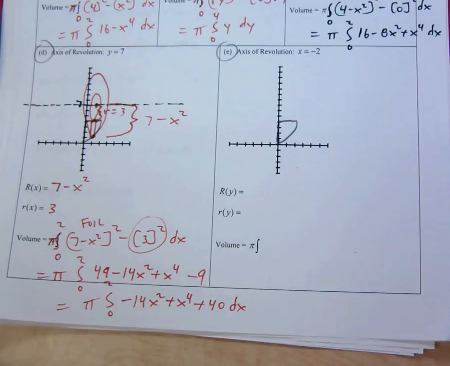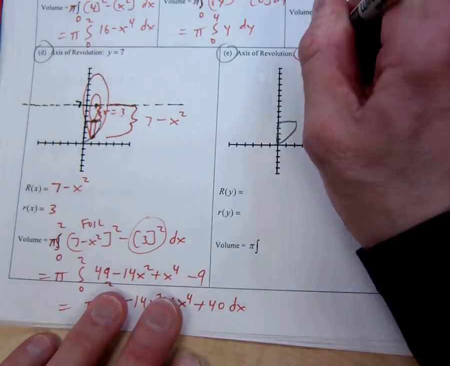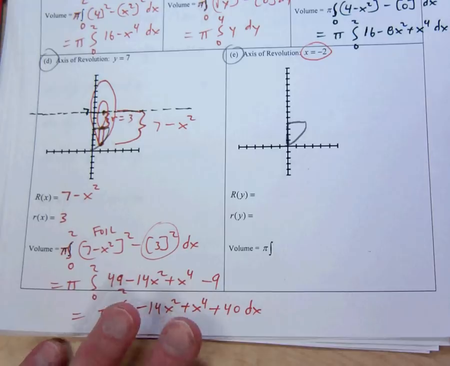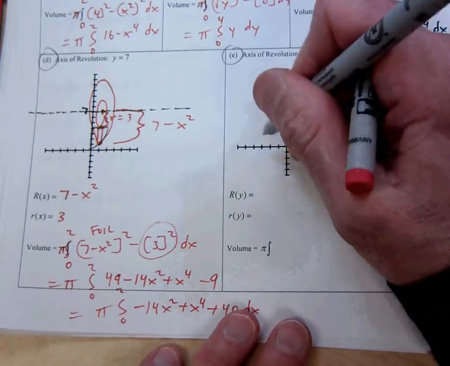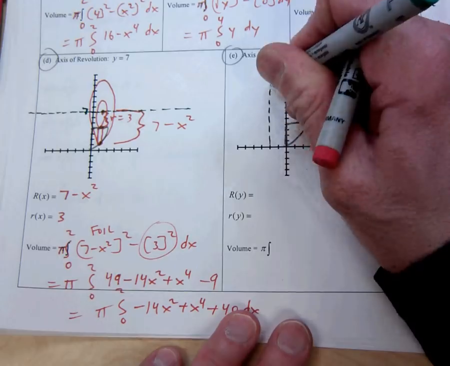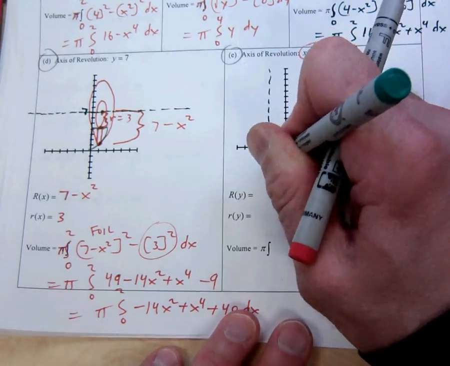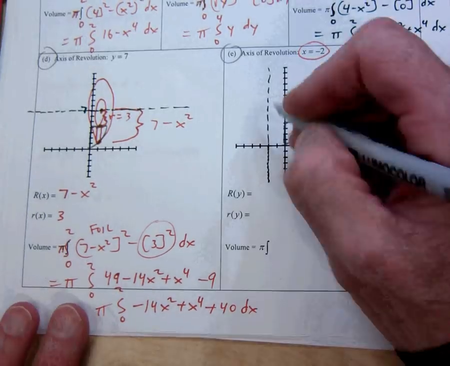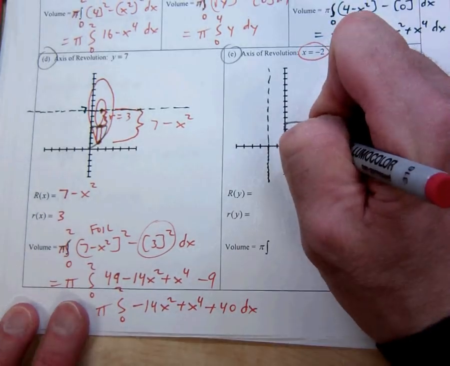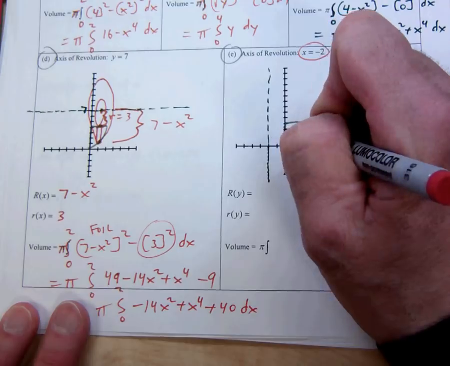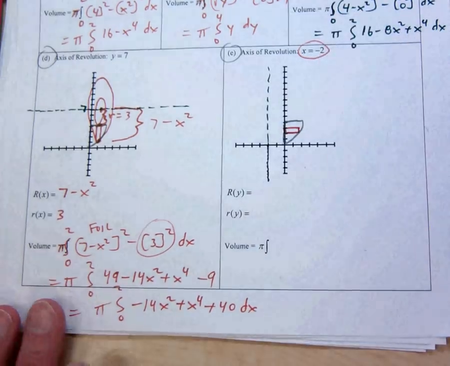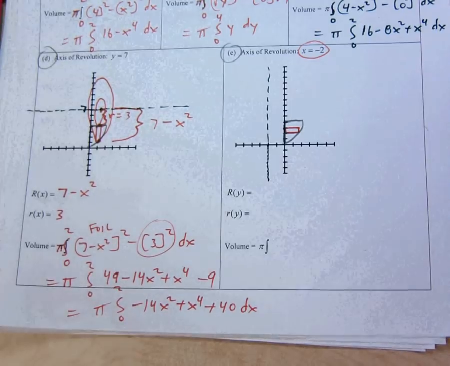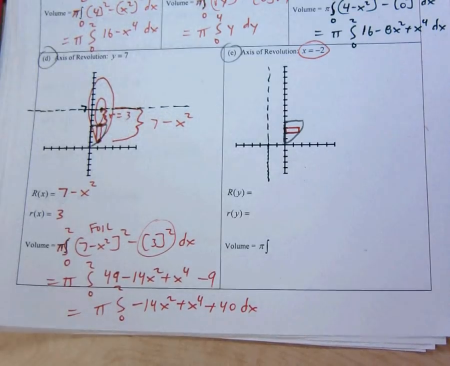Okay, ready? You should all know that x equals negative 2 is the vertical line, and I'm going to draw right here. Everybody agree that's the line x equals negative 2? Okay, and so what I'm going to do is draw my representative rectangle inside the region and perpendicular to my axis of revolution like that. And then I'm going to imagine rotating that rectangle around this green line.